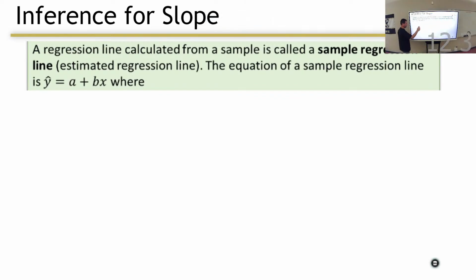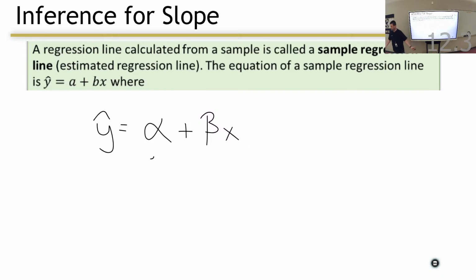This is actually y hat is equal to alpha plus beta x because it's the population, right? This alpha is different. It's not the significance level. This is not 0.05. This is a different alpha. This is the y-intercept alpha. I know that could get confusing at first.